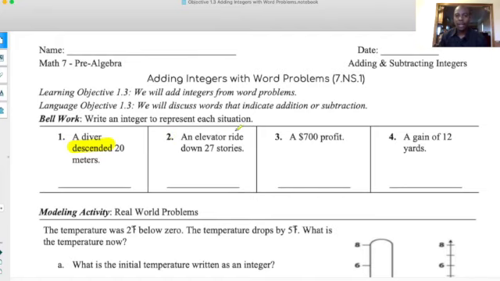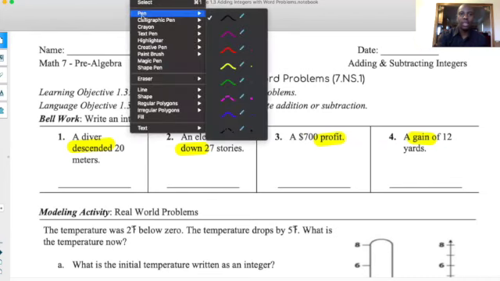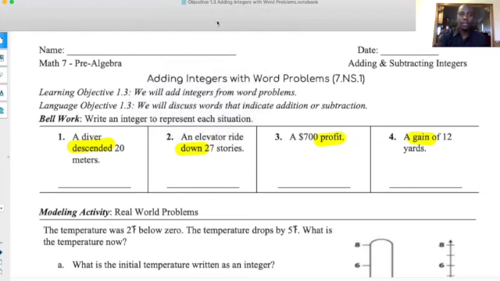An elevator ride down 27 stories. A $700 profit. Now, if you don't know what profit is, don't worry. When I come to write the actual integer here, I'll take a second to actually talk about what profit means. Gain, right? A gain of 12 yards, right? So these are the keywords that indicate an operation, whether addition or subtraction, but they do indicate an operation.